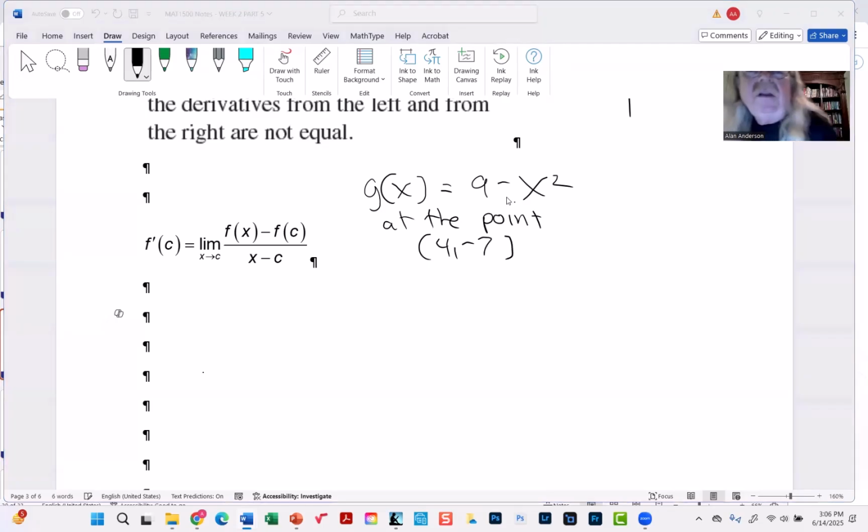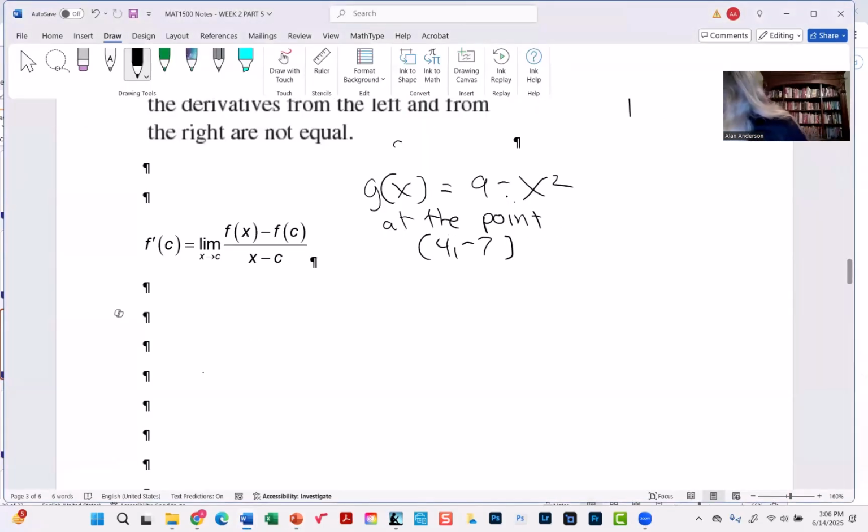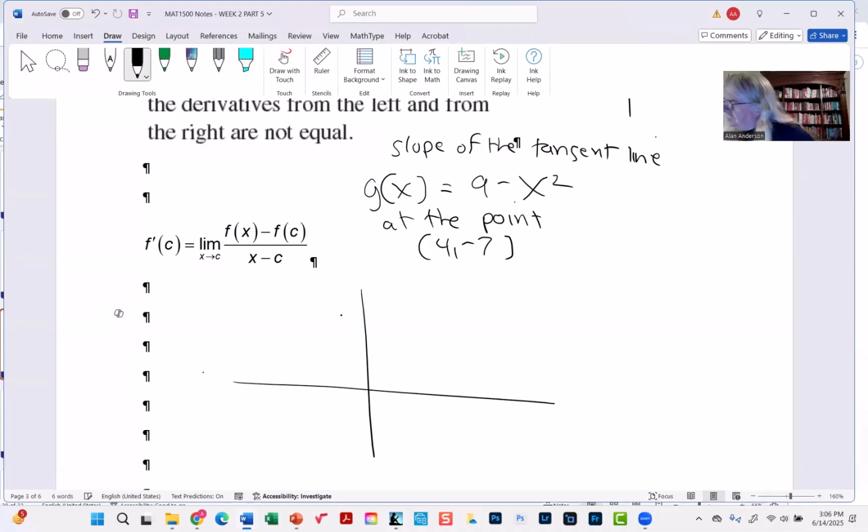All right, so in other words, they're asking us to find the slope of the tangent line. But we can find that by finding the derivative using the limit definition. Okay, so what does this graph look like? Well, it's an upside down parabola.